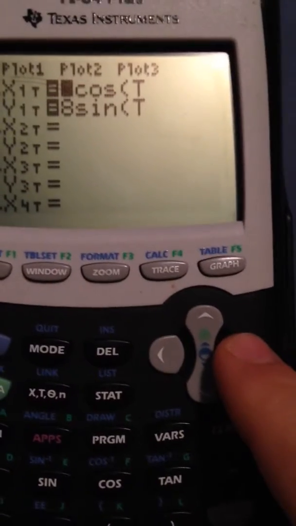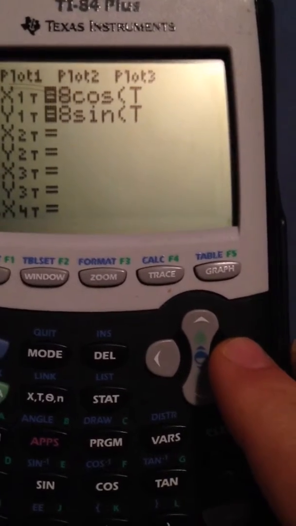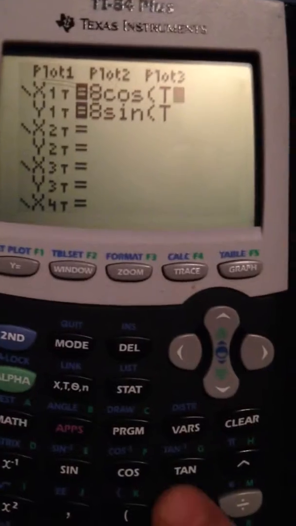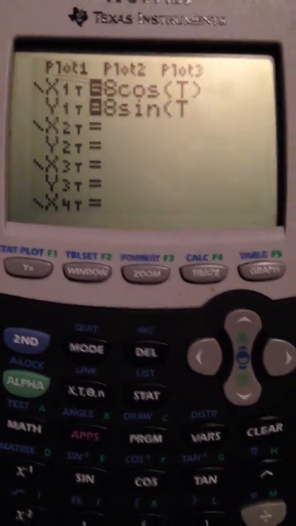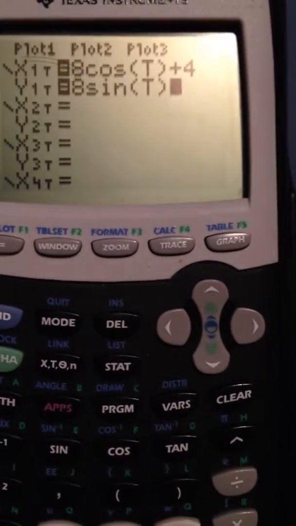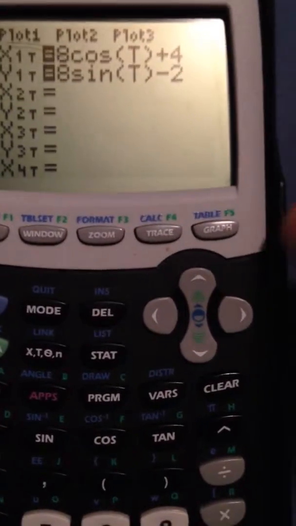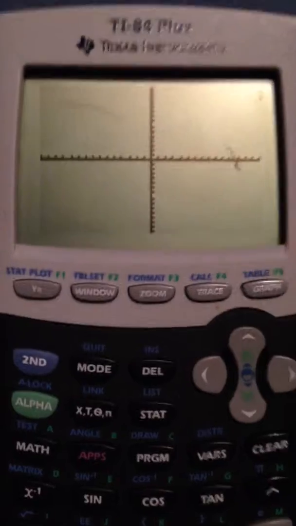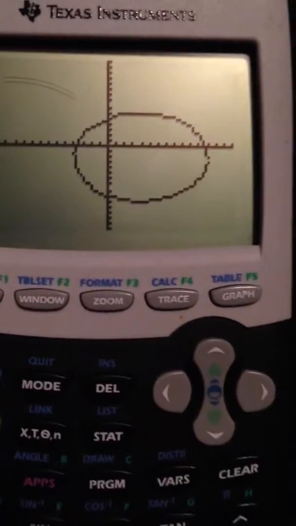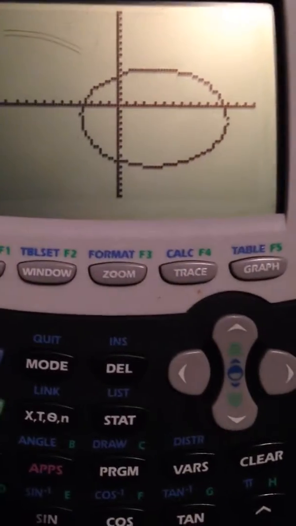If you wanted to move 4 units right and down 2, all you would have to do is add 4 to the x to make it go 4 right, and subtract 2 from the y to make it go down 2, and that will look like this, which is still the same circle, just translated 4 units right and down 2.